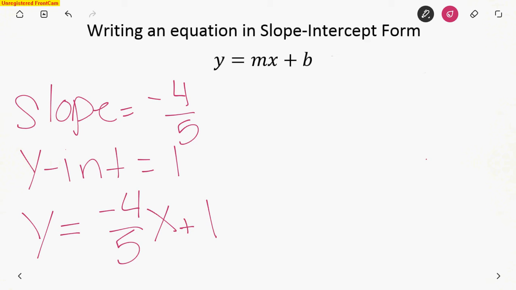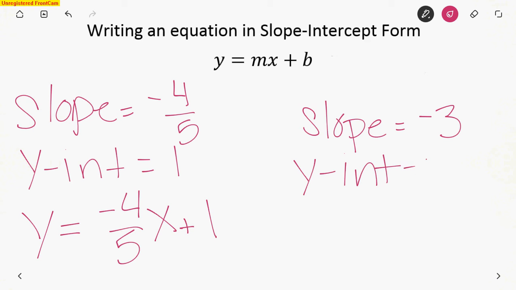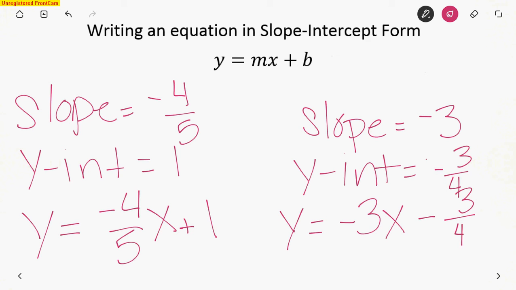Let's try another one. For this one, we're going to have a slope of -3 and a y-intercept of -3/4. So for this one, we would have the equation y equals -3x minus 3/4. Remember, whenever you have a negative y-intercept, you want to have a minus here.